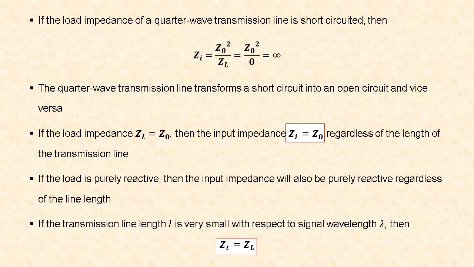If the load impedance is equal to the characteristic impedance of the line, then the input impedance will also be equal to the characteristic impedance regardless of the length of the transmission line. If the load is purely reactive, then the input impedance will also be purely reactive. If the length of the transmission line is very small compared to the signal wavelength λ, then the input impedance is equal to the load impedance, that is Zi = ZL.